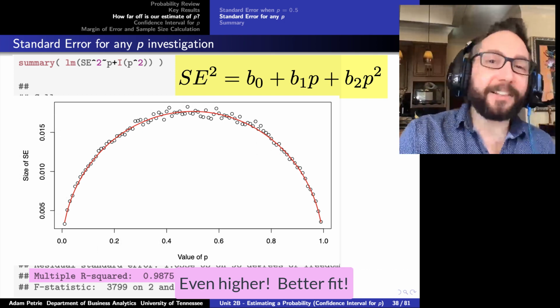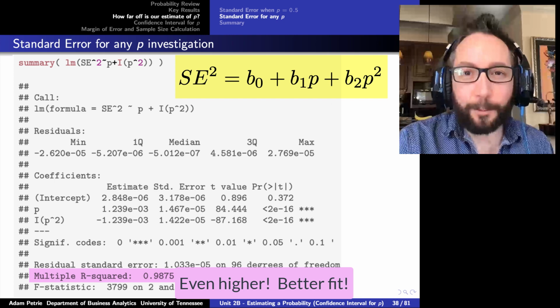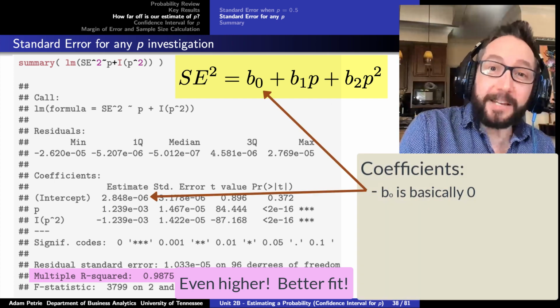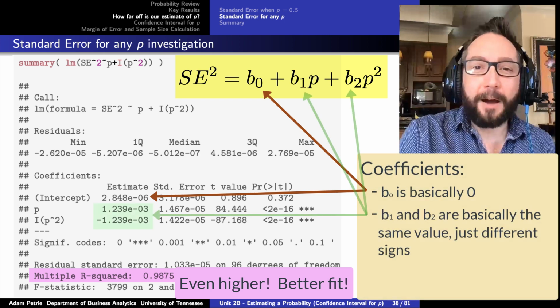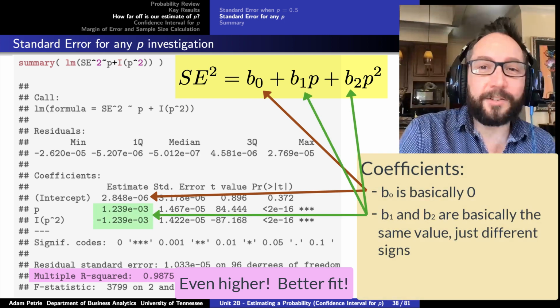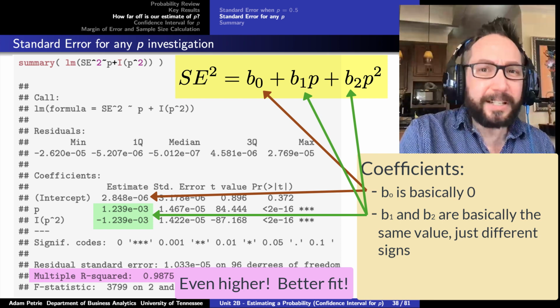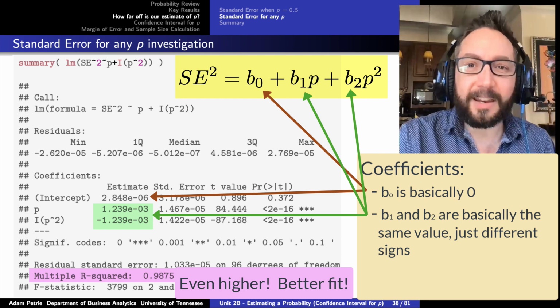And not only that, there's something really special that we see if we look at the coefficients of this fit. The coefficient of the p term in this fit is right at about 0.00124. The coefficient of p squared in this fit is the exact same number, just negative.